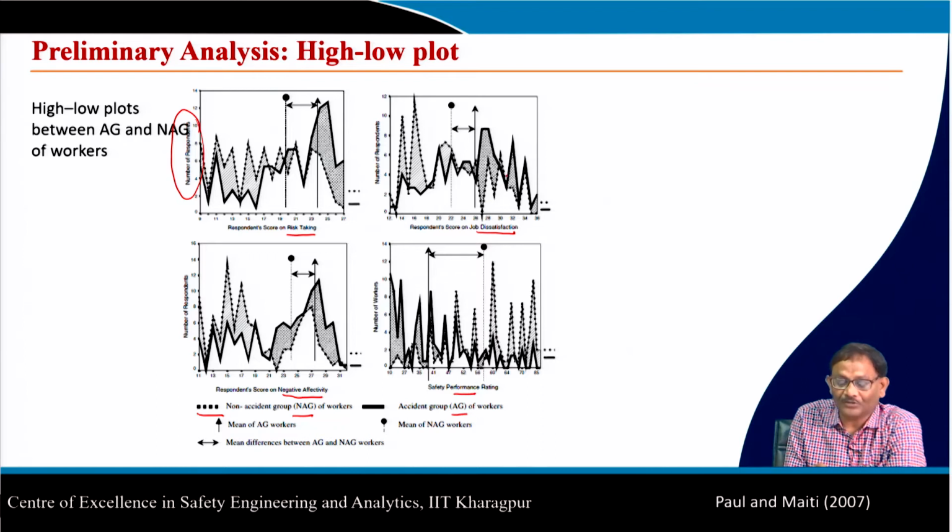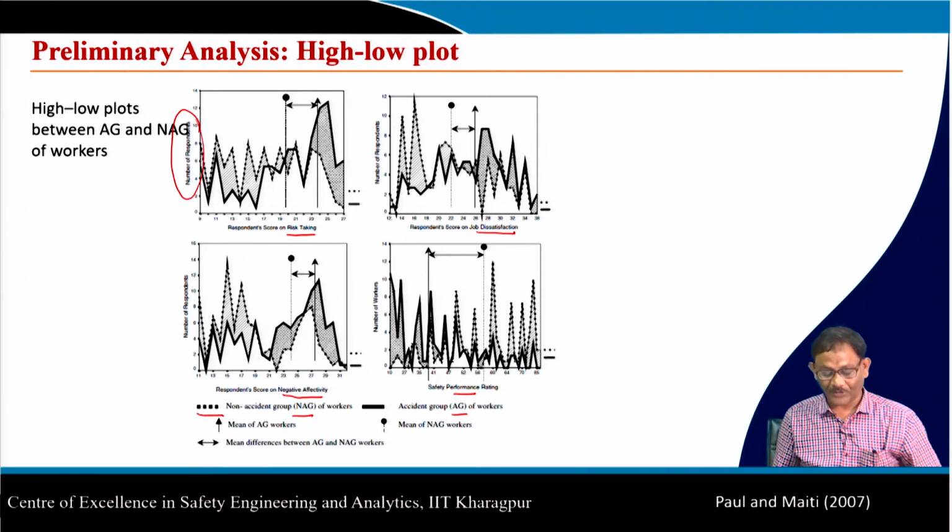We also see a similar pattern from the job dissatisfaction point of view, and a similar pattern for negative affectivity. For safety performance it is exactly the opposite pattern, and that is obvious because safety performance is a positive variable. So here we found that the accident group's performance is lower than the non-accident group's performance. So this gives you an idea of how the accident group and non-accident group are performing differently under safety factors like risk taking, job dissatisfaction, negative affectivity and safety performance.